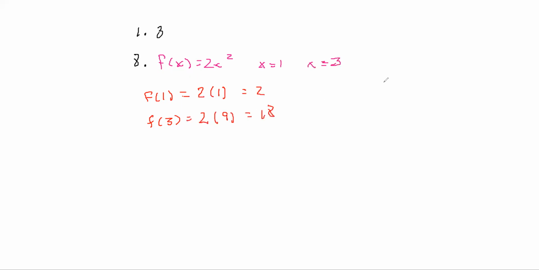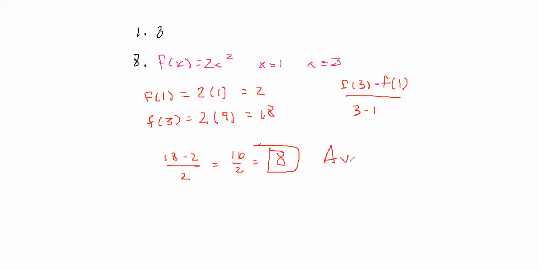And then I'm going to do my equation, f of 3 minus f of 1 over 3 minus 1, to find my average rate of change, or to find the slope between these 2 points. So that's going to be 18 minus 2 over 2, 16 over 2, 8. So average rate of change. And I'm going to use ROC to designate rate of change a lot, especially in the first part of this class. So average rate of change. This is also the slope.